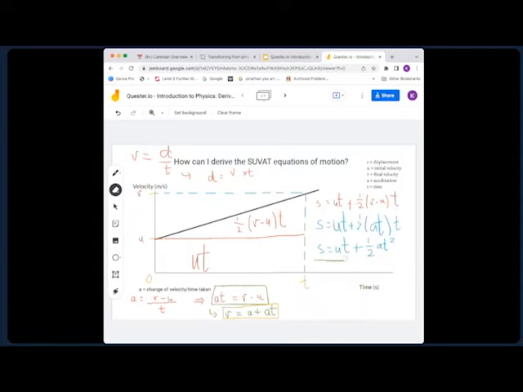Cool. I'm going to go ahead and just rub everything out now. So if you haven't already, I would definitely get down this equation over here. I'm now going to rub everything out.